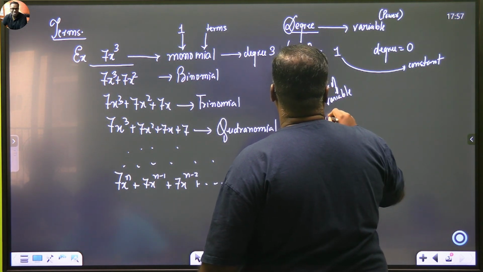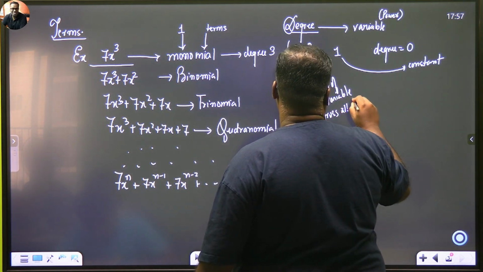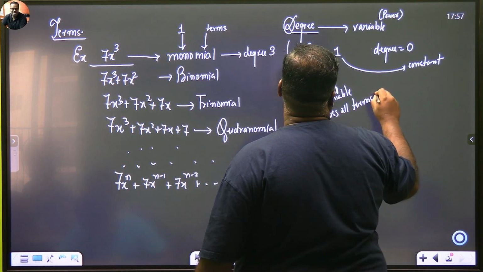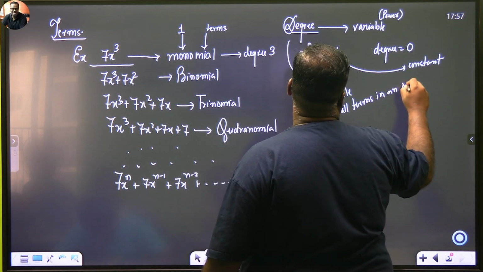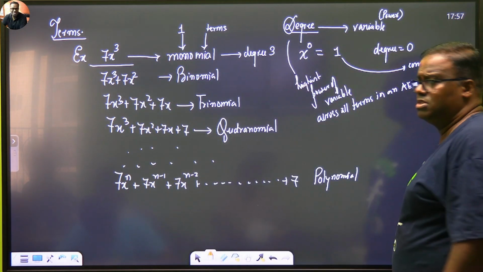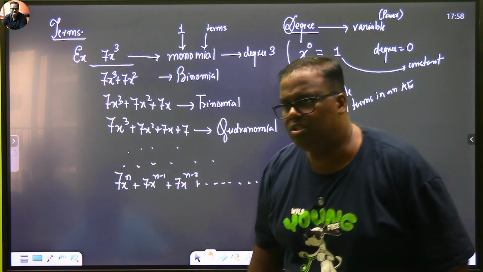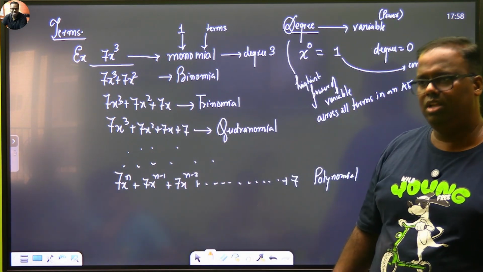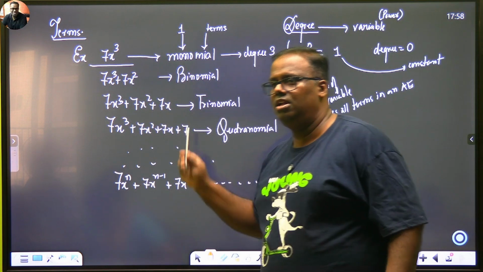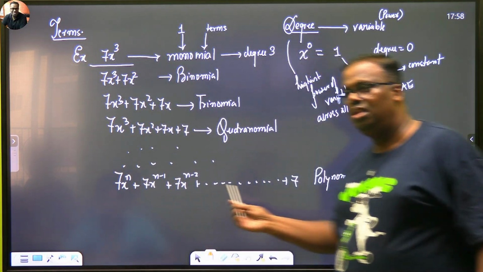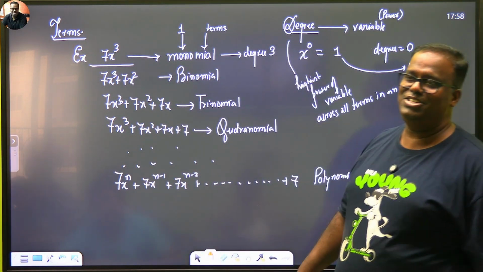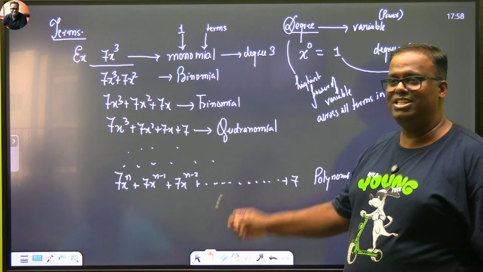Across all terms in an algebraic expression, compare all the terms. What is the highest power of x? Again 3. What is the degree? 3. What is the degree here? What is the degree here? N. This is of nth degree because n is the highest power.